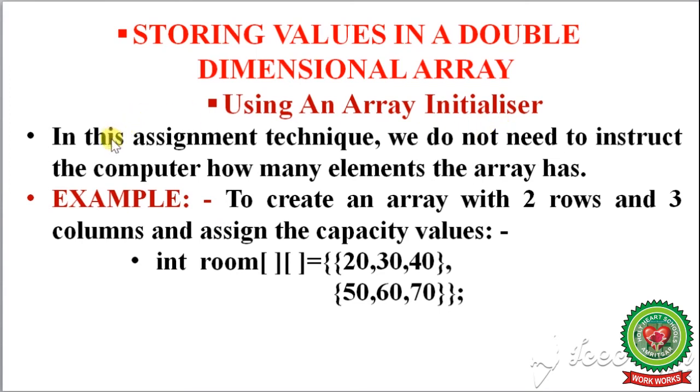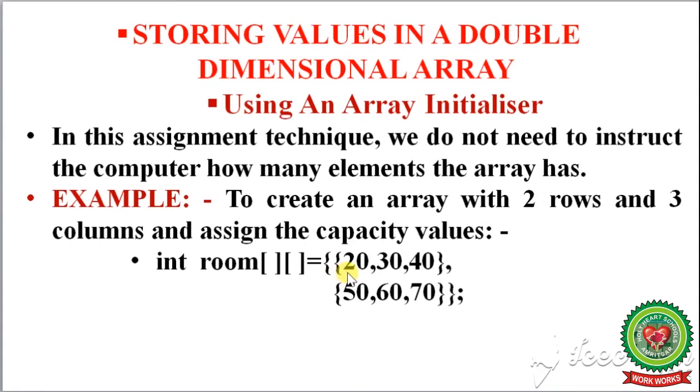In this assignment technique, we do not need to instruct the computer how many elements the array has. For example, to create an array with 2 rows and 3 columns and assign the capacity values, we will write int room[][] equals, then we will start the curly brace, and then again we will start the curly brace to represent the first row elements.